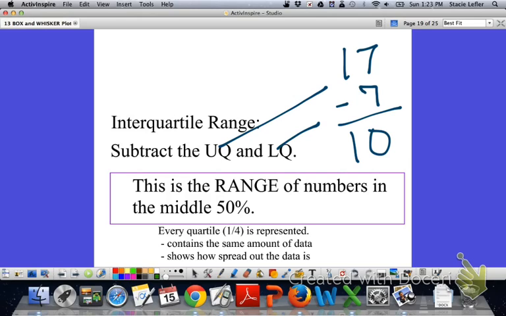The whiskers extend from the upper and lower quartile out to the extremes. Remember that to find the interquartile range, you're subtracting the lower quartile from the upper quartile. So that's the range of numbers in the middle 50%. Also remember that every quartile is represented from that data, and that they all contain the same amount of data points, but it shows how spread out the data is.